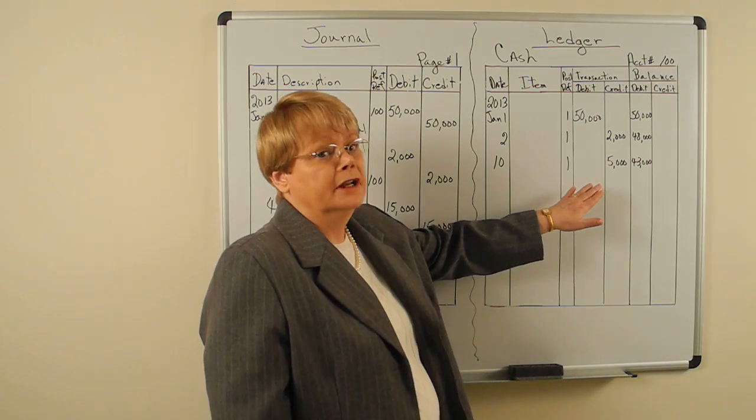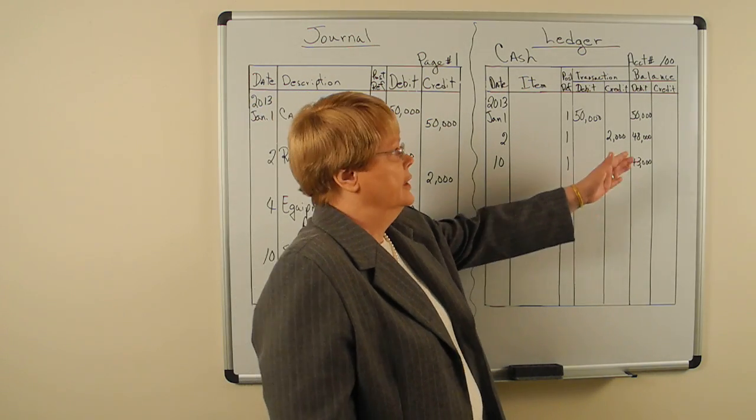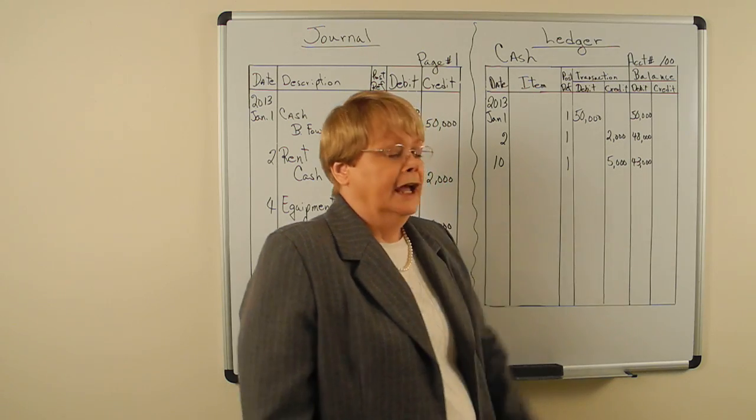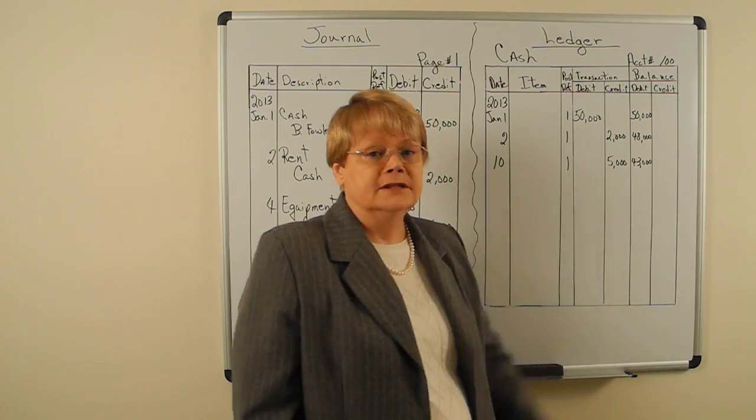The middle debit and credit column is for your transaction, and you'll either have a debit or a credit, not both. Then you have a balanced debit and credit column, and normally you're only going to have a balance in one of those columns.